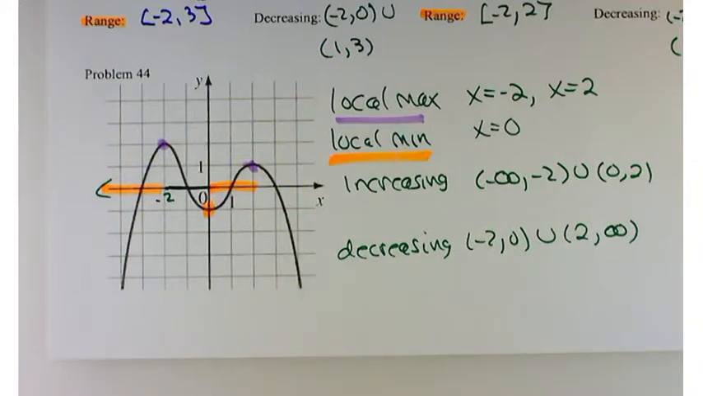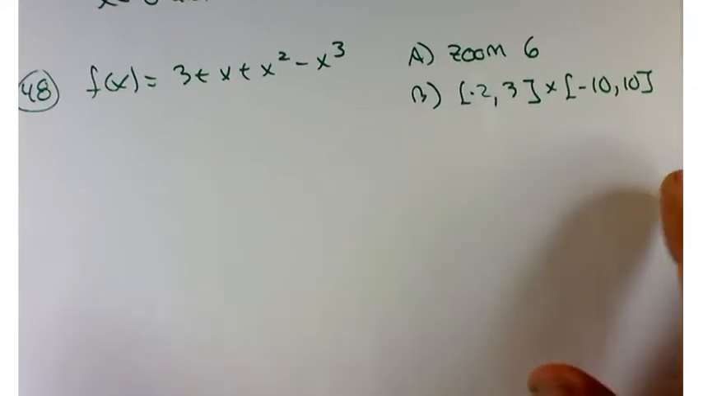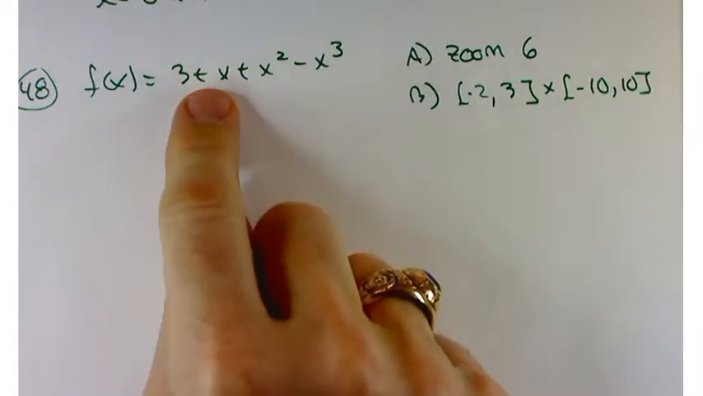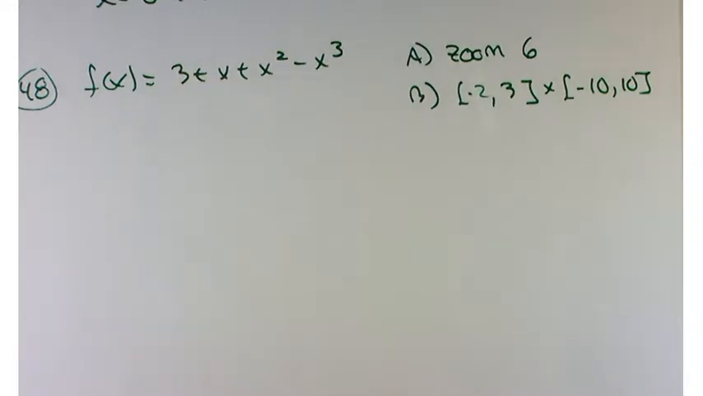Let's look at something like problem number 44, except on our graphing calculators. That's going to be the last problem for this section, which is problem 48. So we'll start by entering in the function f of x is 3 plus x squared minus x cubed into our graphing calculator. And then we're going to look at it with 3 different windows before we start answering some of the questions here.